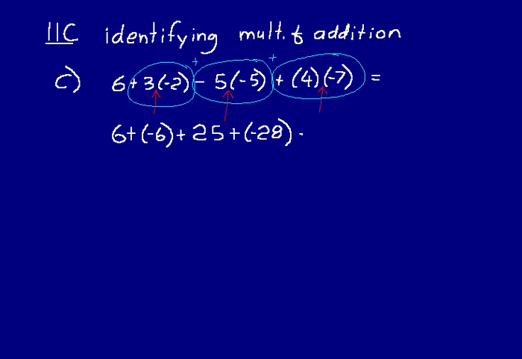Now let's just go back and simplify by adding in pairs. 6 plus a negative 6 is 0, and then plus 25 and a negative 28 would be a negative 3. 0 plus negative 3 is just negative 3, and so that's the answer there.